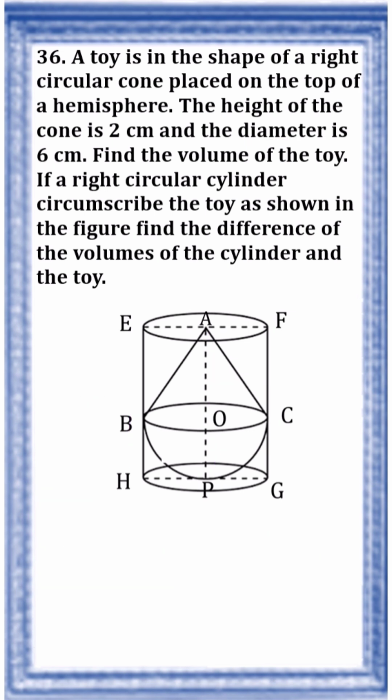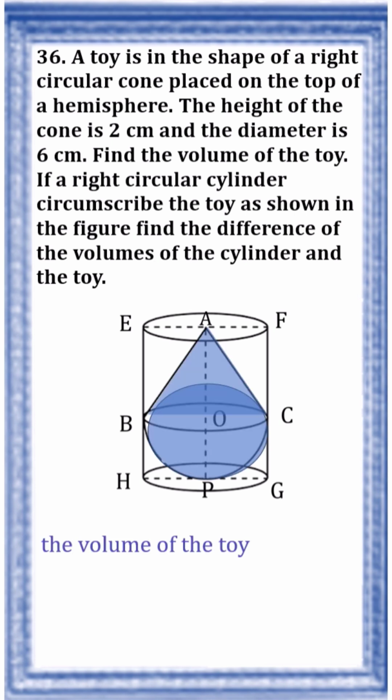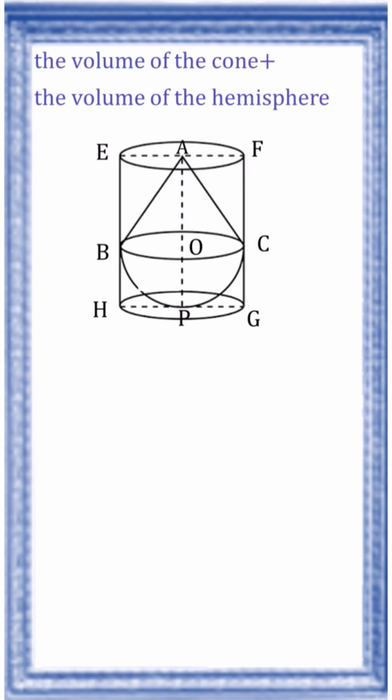Now let us calculate the volume of the toy, this portion. How can we calculate? Volume of cone plus volume of hemisphere. Volume of cone formula is 1 by 3 pi r square h. Volume of hemisphere is 2 by 3 pi r cube. We know all the values here.